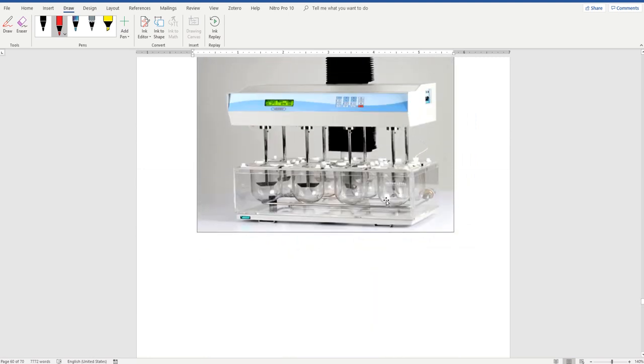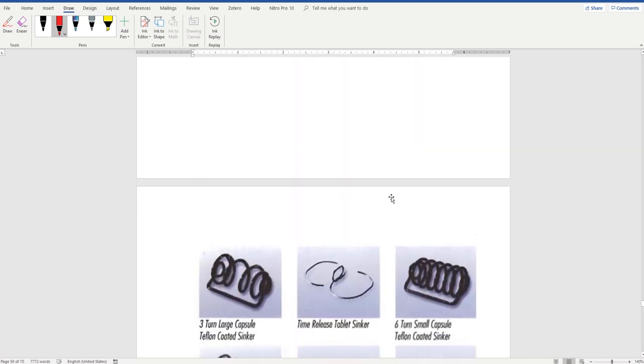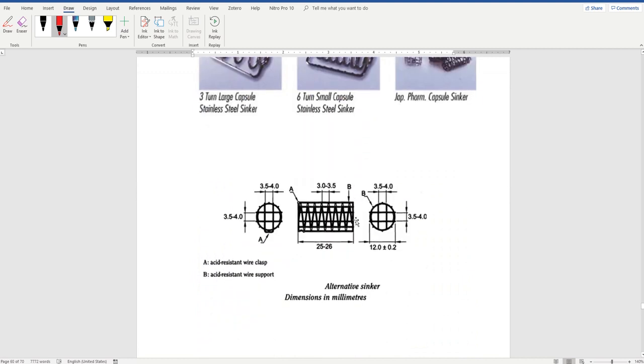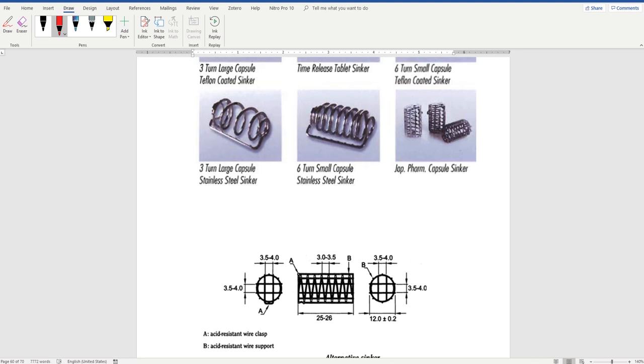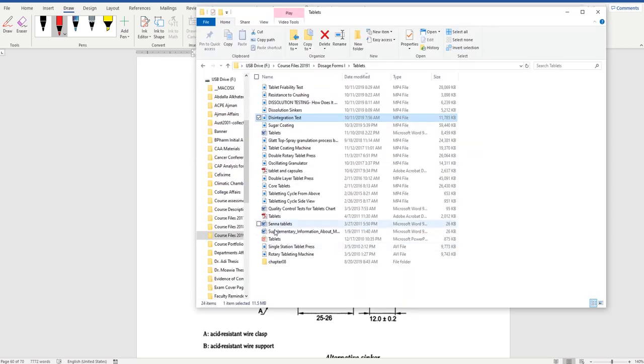Do I need this in apparatus 1? No, I don't. Why? Because the tablet or the capsule is kept inside the basket and the basket inside the medium. So I don't need that in the basket apparatus. I will show you now a video of the sinkers used so you get the idea.